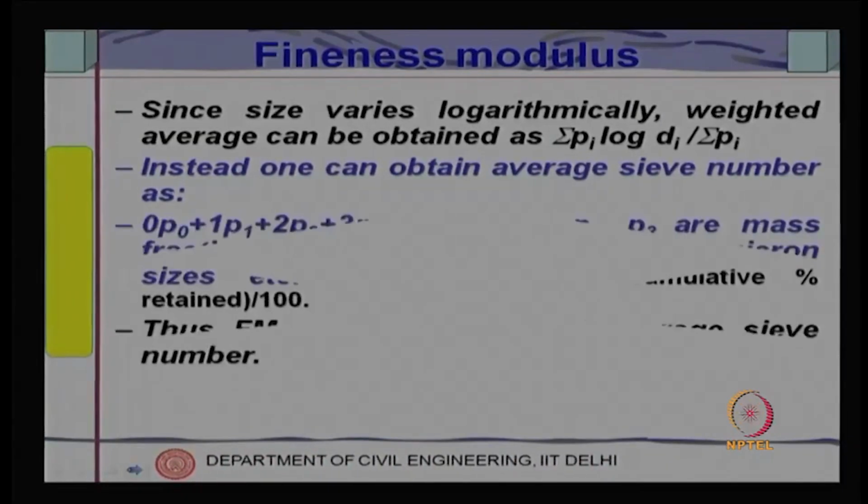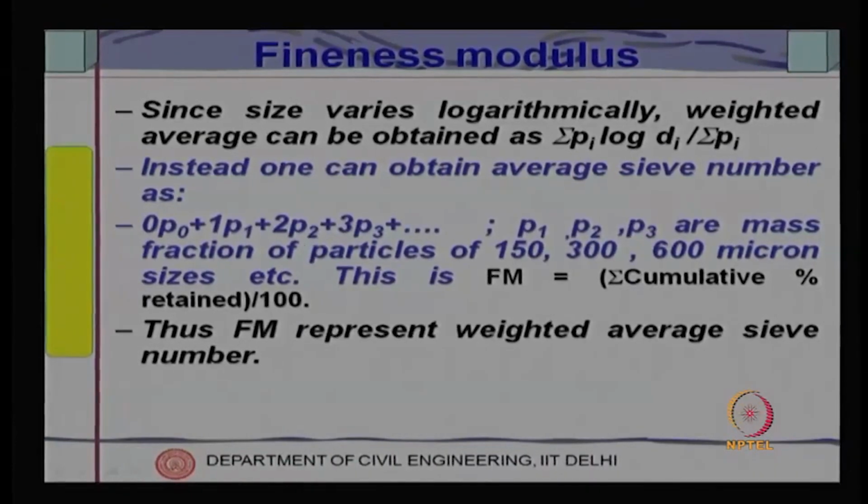So, we can find it out in this manner. The average sieve number can be written as 0 P0, 1 P1, 2 P2, 3 P3, they are the mass fractions of particles in 75, 150, etc. This is the fineness modulus. And this can be written as the sum of the cumulative percentage retained in all the sieves divided by 100, right. Thus, fineness modulus represents the weighted average sieve number in which your particle belongs, all right.